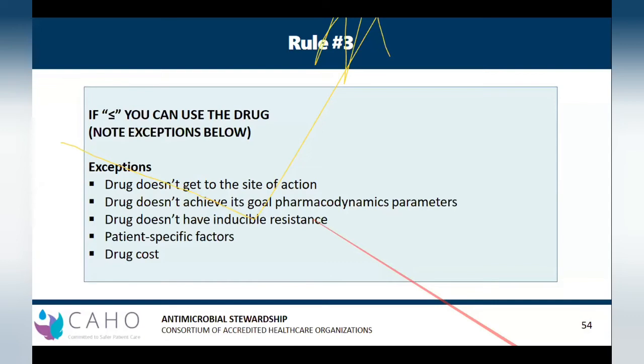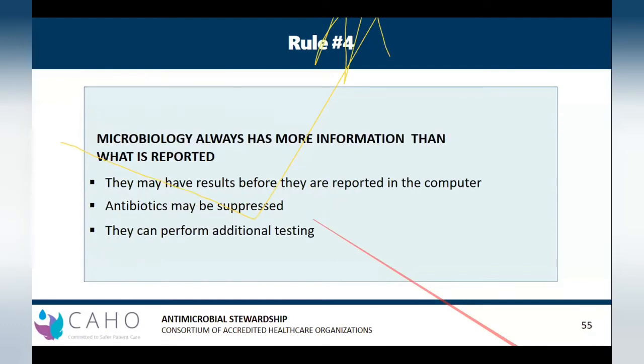Always also check the site of action of the antimicrobial, whether it achieves the pharmacokinetics or pharmacodynamics, and whether the antimicrobial has an inducible resistance for that particular pathogen. For example, enterococci have intrinsic resistance to aminoglycosides, cephalosporins, and cotrimoxazole. Enterococci are commonly isolated pathogens and are commonly resistant to commonly prescribed antibiotics. So natural resistance needs to be taken into consideration while selecting antibiotics. The patient-specific factors as said before, and the drug cost. Next thing, microbiology always has more information than what is put on the test report.